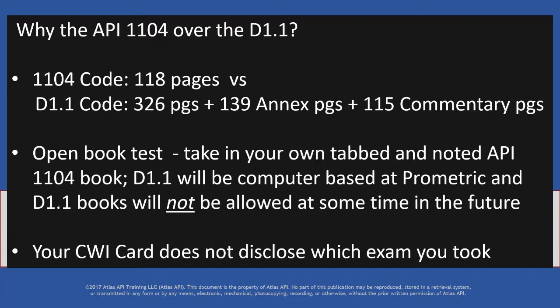Second point is that for the open book test, you can take in your tabbed and noted, dog-eared, highlighted API 1104 book. However, the D11 is going to be computer-based at the Prometric testing facilities, and the D11 books will no longer be allowed at some point in the future. We don't know when, but we know that's the plan for AWS: to put the D11 book onto the computer. Therefore, you won't be able to take in your own tabbed, highlighted D11 code book, whereas the 1104, you'll always be able to take that book in.